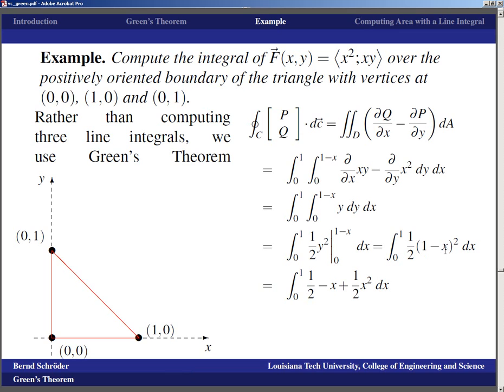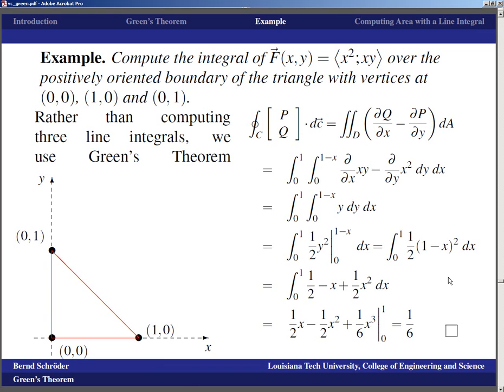We have (1 minus x) squared, which is 1 minus 2x plus x squared. If I multiply that with 1/2, I get 1/2 minus 1/2 times 2x, which is minus x, plus 1/2 x squared. And of course, that's easily integrated. That is an antiderivative of 1/2, which is 1/2 x, minus 1/2 x squared, which is the antiderivative of x, plus 1/6 x cubed, which is the antiderivative of 1/2 x squared, from 0 to 1, where we get 1/2 minus 1/2 plus 1/6, and the result is 1/6.